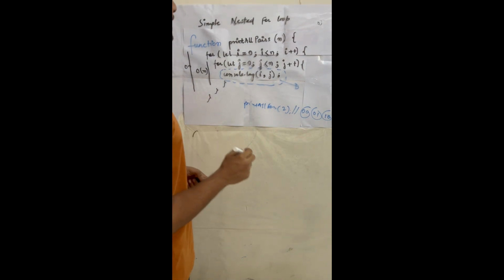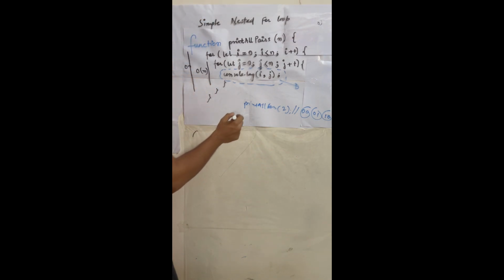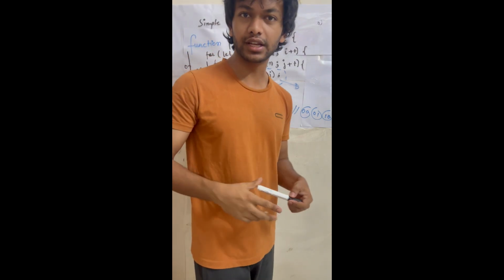So let me explain. For example, you put in a value of n equals 1. Why do I show it here? Let me just show you on the laptop itself, okay?